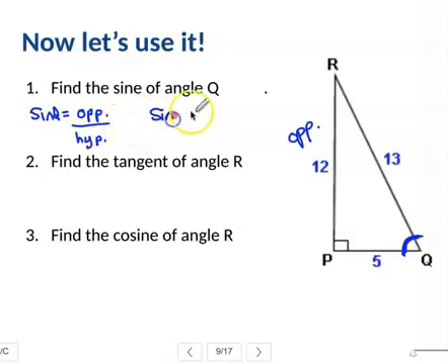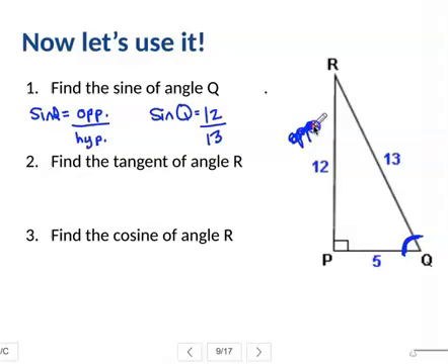So I'm going to start over and say sine Q equals 12. And then what is the hypotenuse? The hypotenuse is always opposite of our right angle, so leg RQ is going to be the hypotenuse, which is 13. So there's our ratio. Sine Q is 12 over 13.